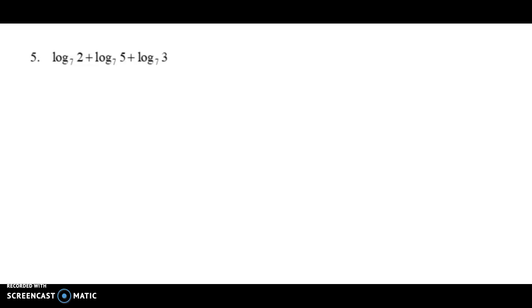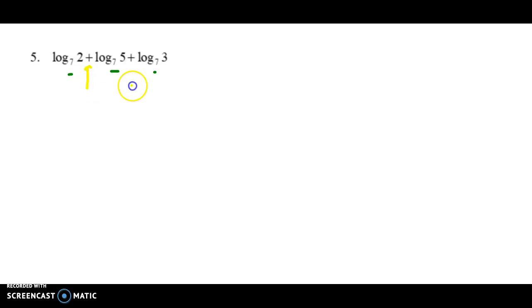Good morning. We are going to run through a couple of these problems using properties and then the first step in solving these log properties. So number 5 on the homework, you can see that you have 3 different log terms, and the big key when you have more than one log term is to make sure that all the bases are the same. And now that we know that all the bases are the same, we can apply the properties.